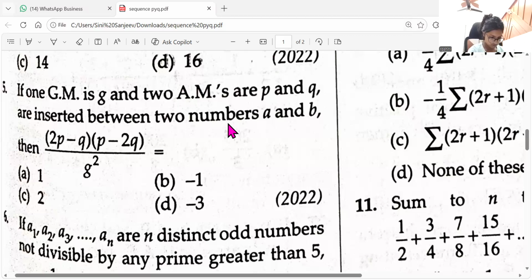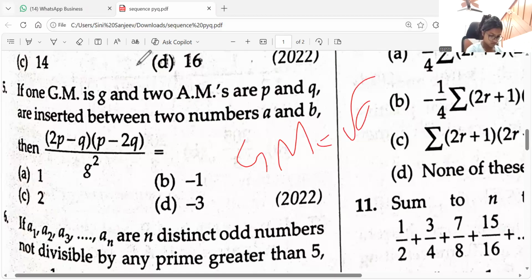Geometric mean is nothing but root AB. I think it was there in class 10th also, if I'm not wrong. I think you should know that. Arithmetic mean I just now told. So you just choose any convenient numbers and do it. Just choose the simplest AP here: 1, 2, 3, 4. You will get everything.